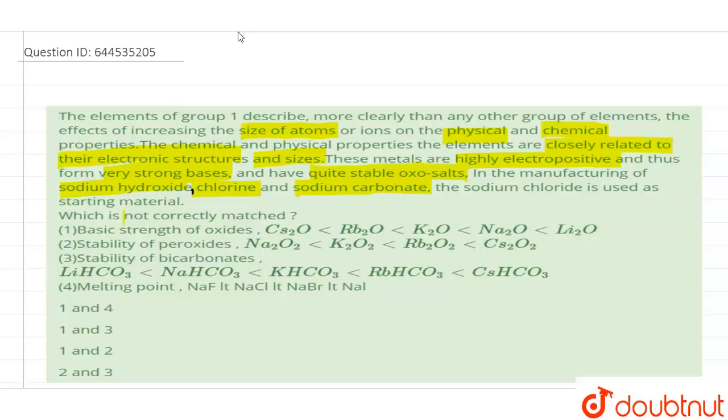Which of the following is not correctly matched? So here we have to pay attention to the not, okay? Which of the following is not correctly matched? Basic strength of oxides: Cs2O, Rb2O, K2O, Na2O, Li2O. Okay, let us see.